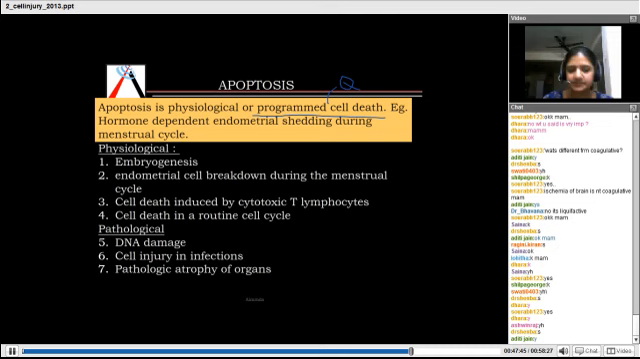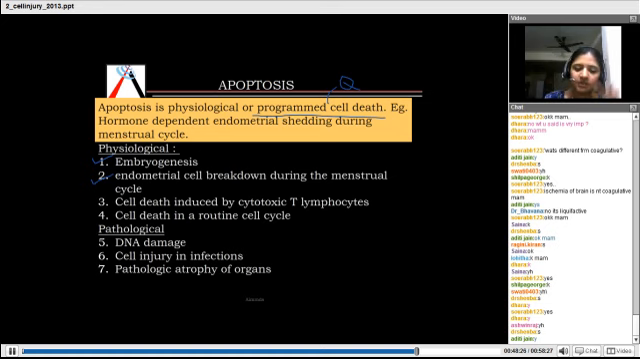In case of embryogenesis, some cells die, some cells stay, right from implantation of the fetus to birth, right? Whatever is seen in the placenta eventually dies, right? There is regression of the cells of the placenta after the birth of the child. So even in the beginning, there are some cells that are required only for maintenance of the fetus which eventually die. So during embryogenesis, then during the menstrual cycle, there is endometrial cell breakdown. Again, this menstrual cycle is a continuous cycle which will require cells to be continuously dying. So this will also be a result of apoptosis.